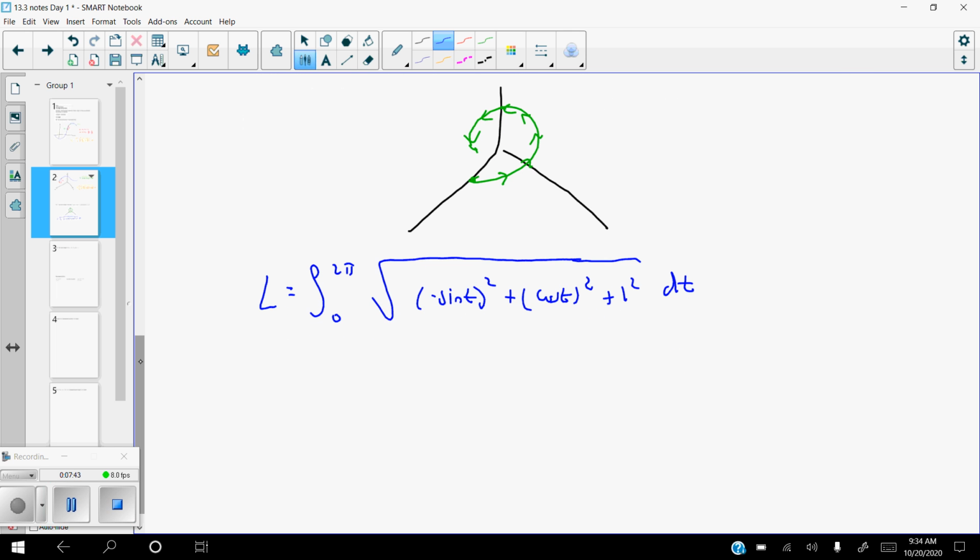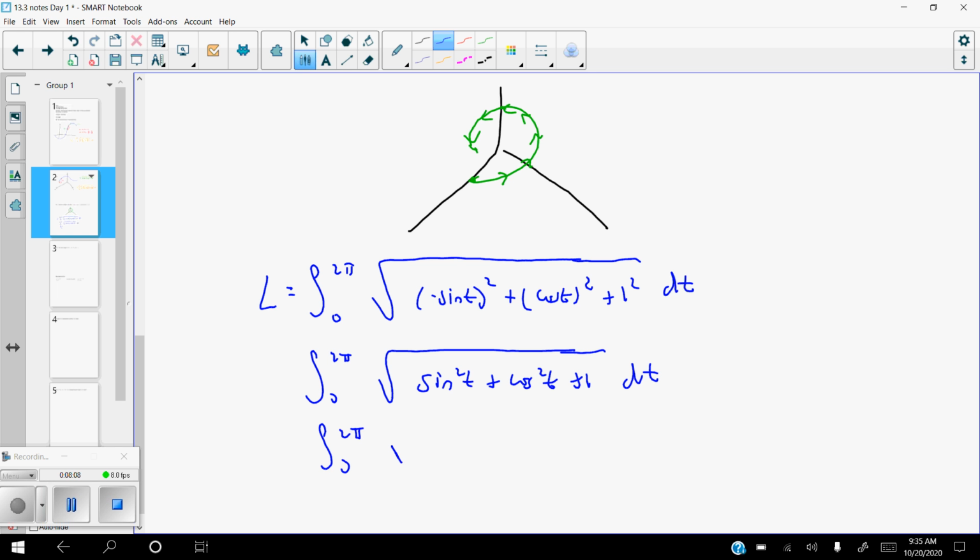All right. So let's go ahead and simplify, because we don't want to try and take this without simplifying first. So this is going to give us, let's see, negative sine t squared is just going to be sine squared t plus cosine squared t plus 1. And the nice thing is sine squared plus cosine squared is 1. So really what I'm taking the integral of is the square root of 1 plus 1, which is the square root of 2 dt.